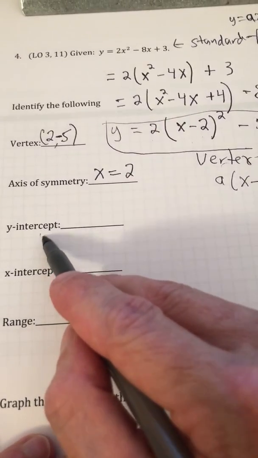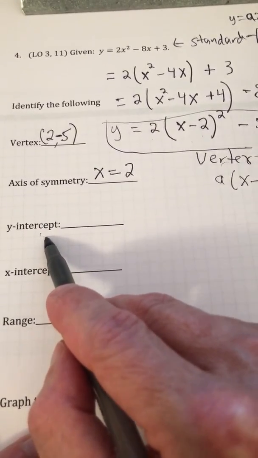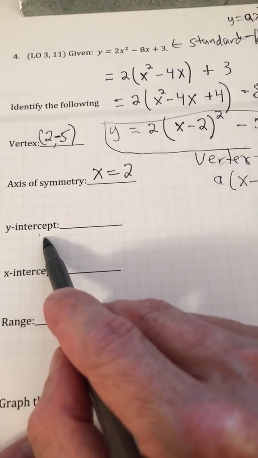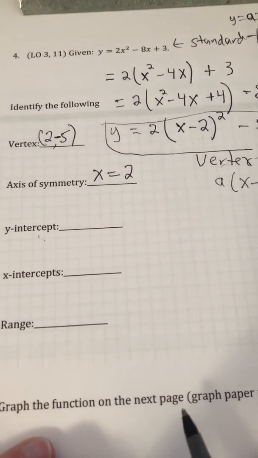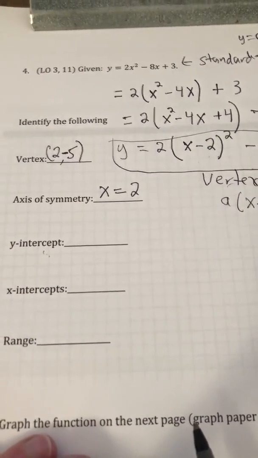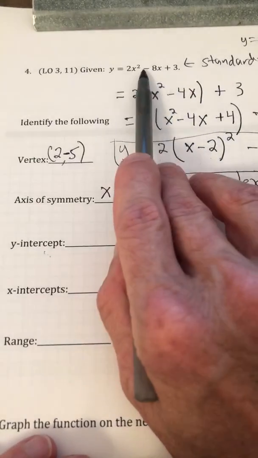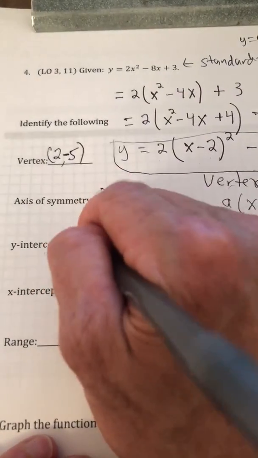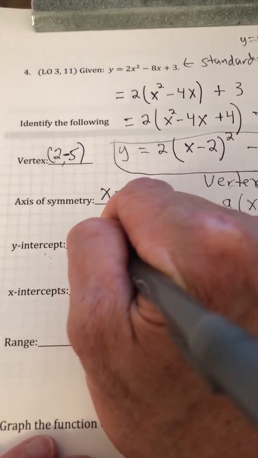The y-intercept, how do we get the y-intercept? What I recommend is go back to the original equation. To get the y-intercept, just plug in x is equal to 0. If x is equal to 0, y is 3. So we have the ordered pair 0, 3.